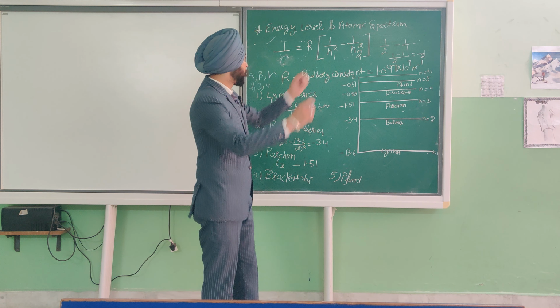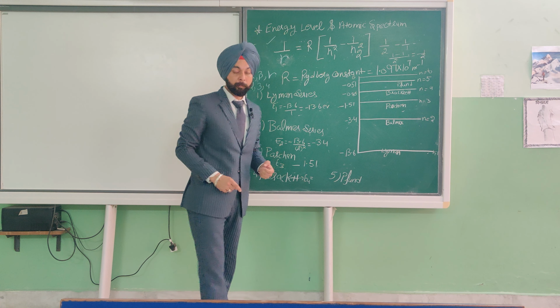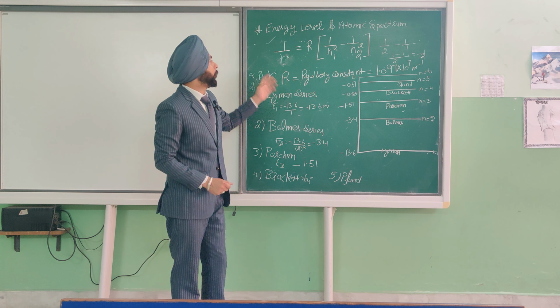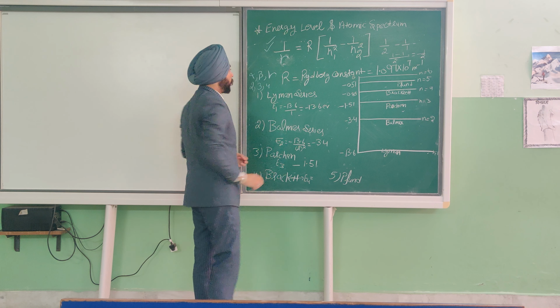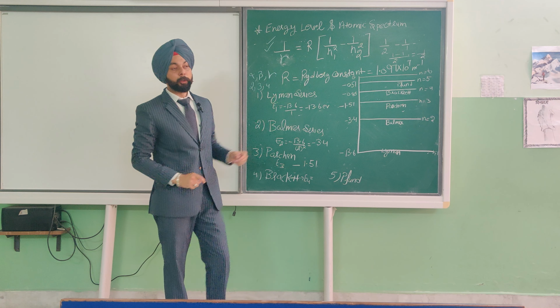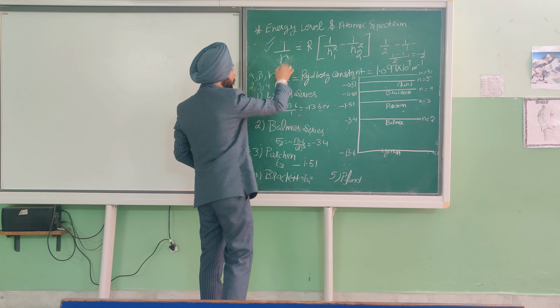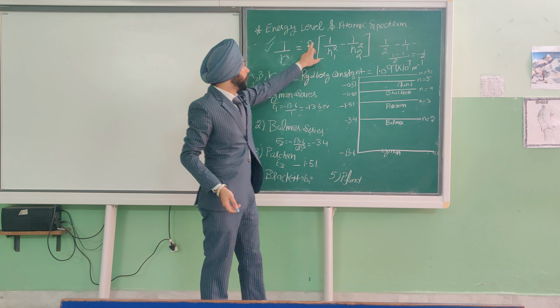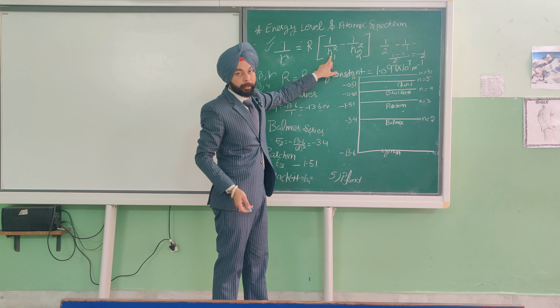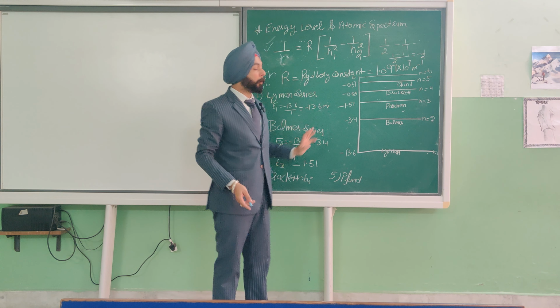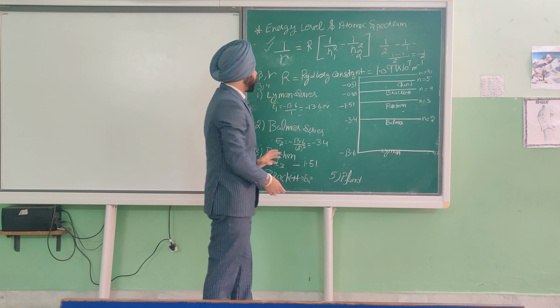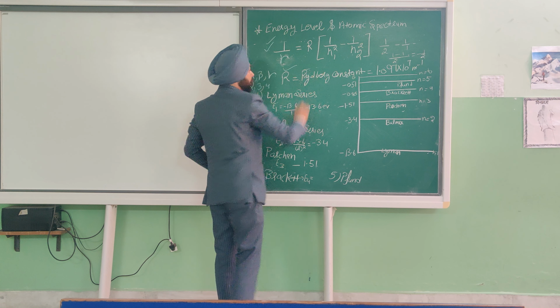Okay, student, your next topic is the atomic spectrum. In this topic, we will introduce just one formula. Which formula do we use for the atomic spectrum? It is 1 upon lambda is equal to R into 1 upon n1 square minus 1 upon n2 square, where R is the Rydberg constant.